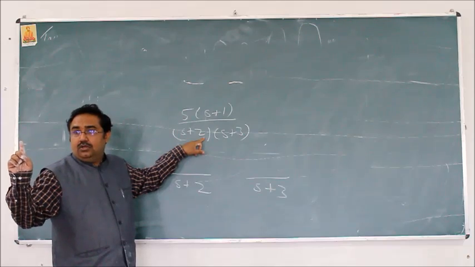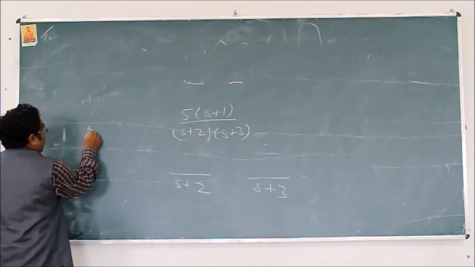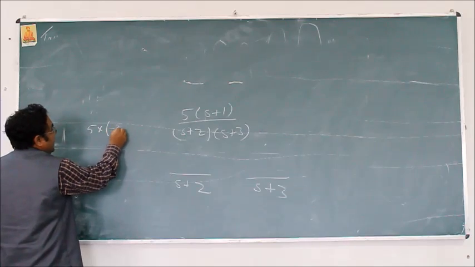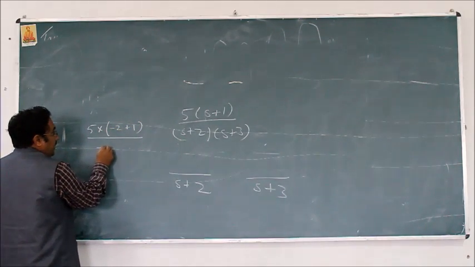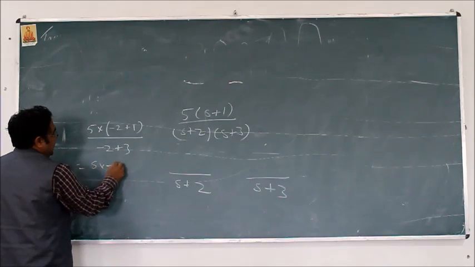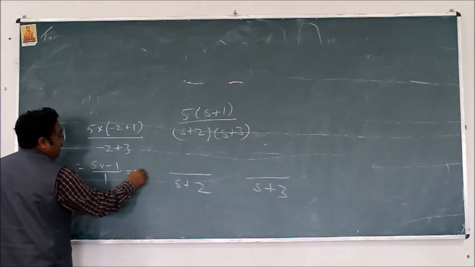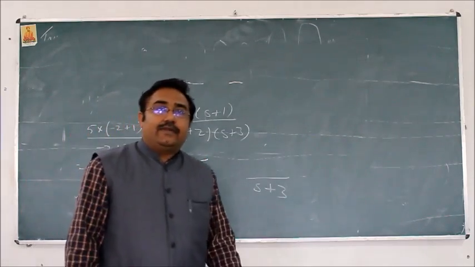Do you agree or not? Okay, so when you substitute, what do you get? 5 multiplied by (minus 2 plus 1) upon (minus 2 plus 3). So it will be 5 into minus 1 upon 1, that will get minus 5. So the residue associated with s plus 2 is minus 5.